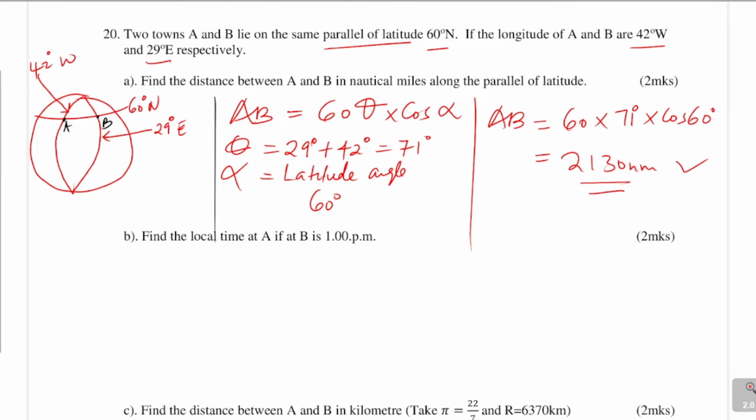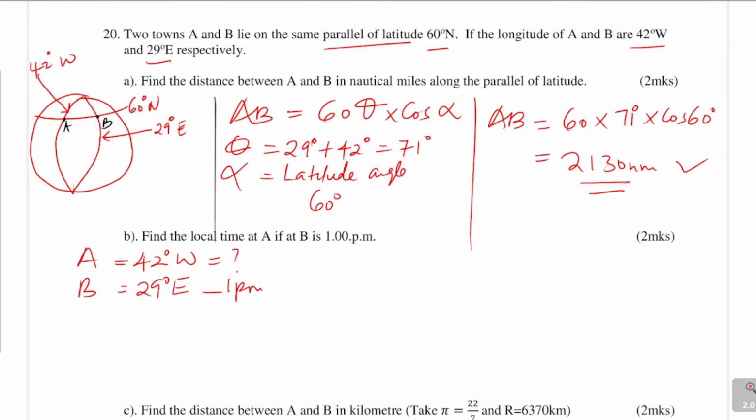Part B, find the local time at A if at B is 1 p.m. Longitudes and time. When you're calculating time using longitudes, you need to get the longitude difference. We use longitudes to calculate time. So A is 42 degrees to the west, and B is 29 degrees to the east. And at B it is 1 p.m. So you need to find the time here at A.